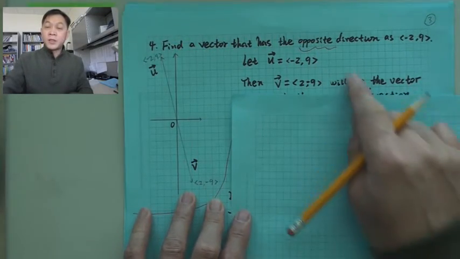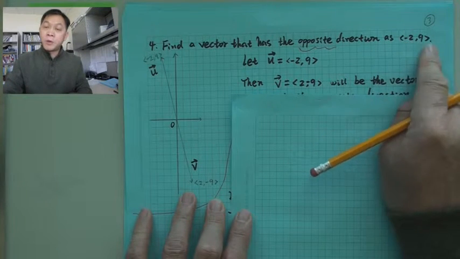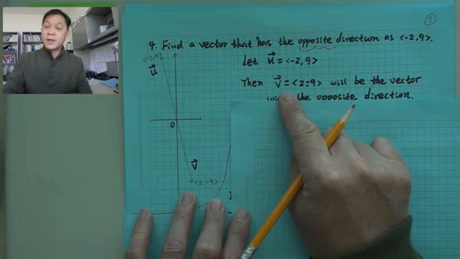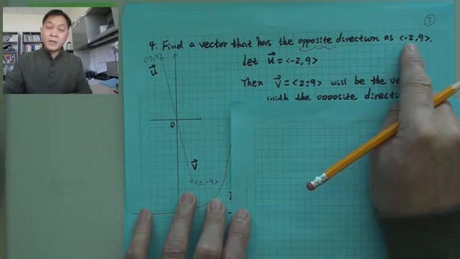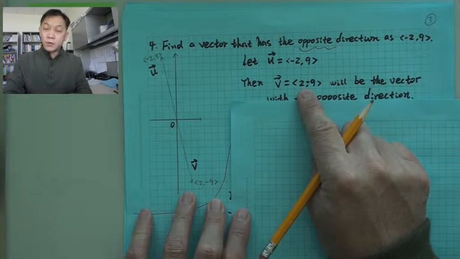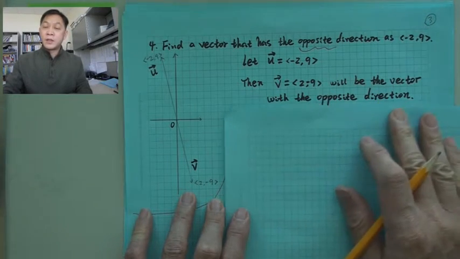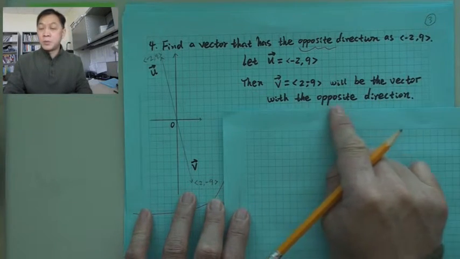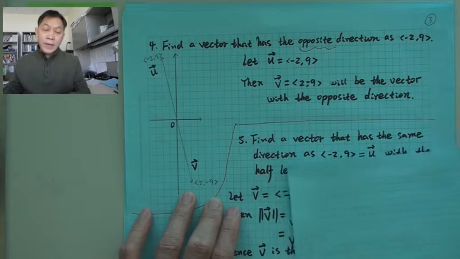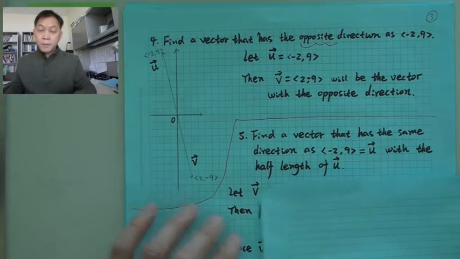So to find the opposite direction, you just need to put a negative sign in front of both the x and y coordinates. Let's say that's v. You put a negative in front of negative 2, that's positive 2, and a negative in front of positive 9, and that will be the vector with the opposite direction. Great. Now, that's 4.